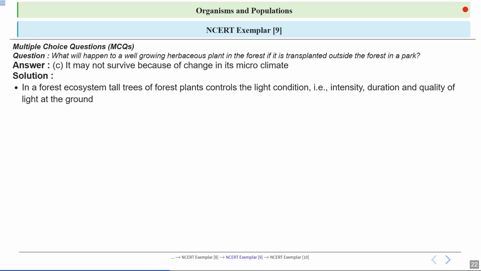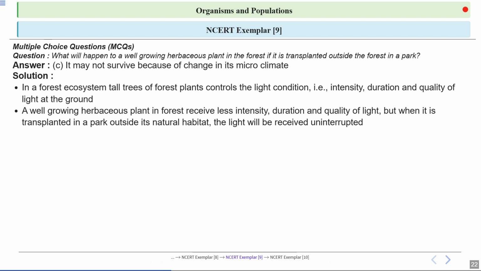Now, tall trees act like giant umbrellas, controlling how much sunlight reaches the ground. This means the small plants underneath get less light, both in terms of how strong it is and how long it lasts. Now, if we take that same plant and move it to the park, suddenly it's exposed to much more light without any shade from the tall plants.